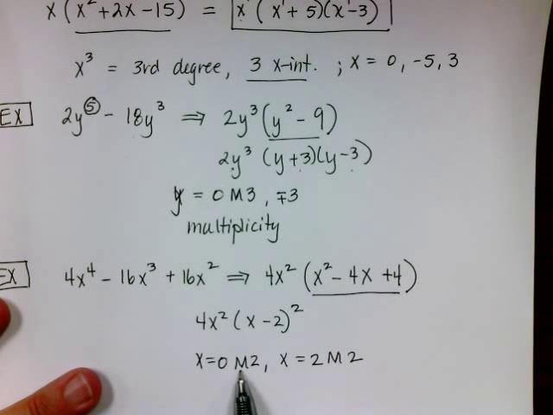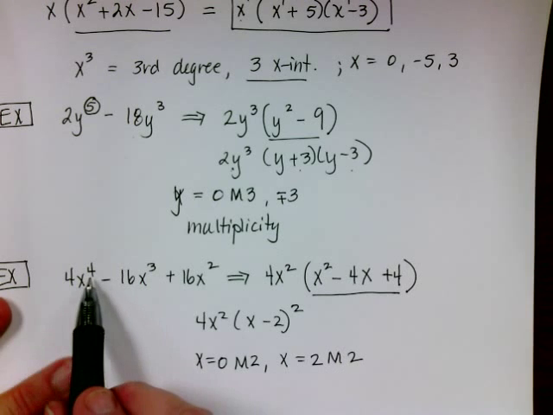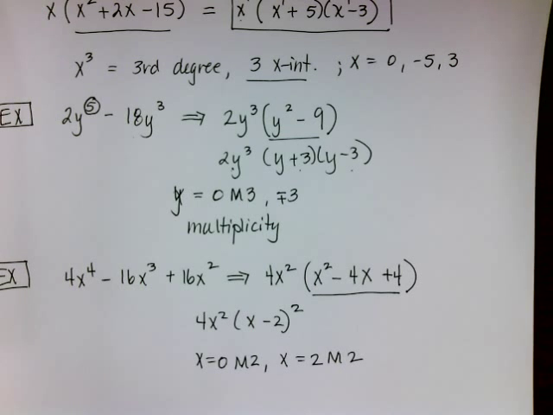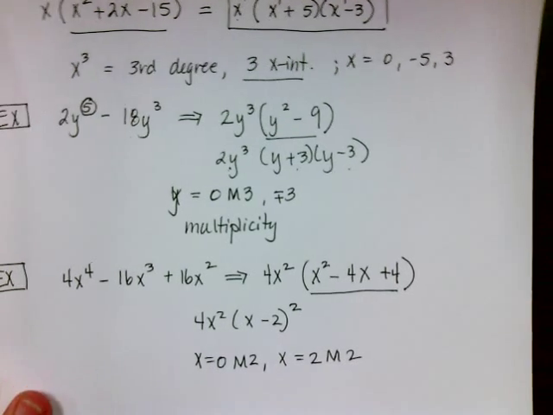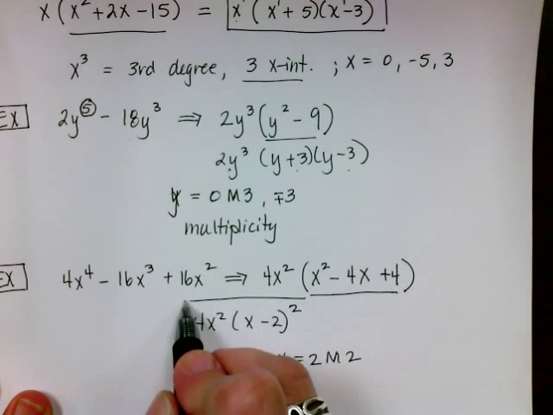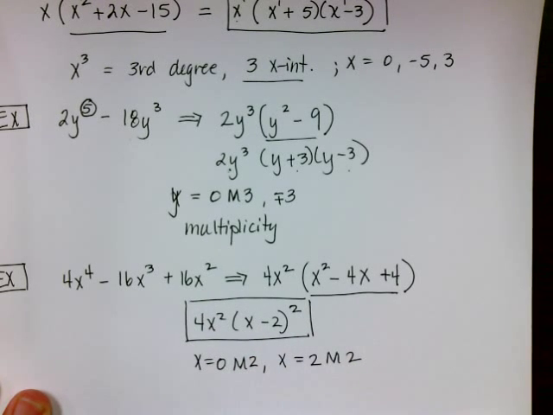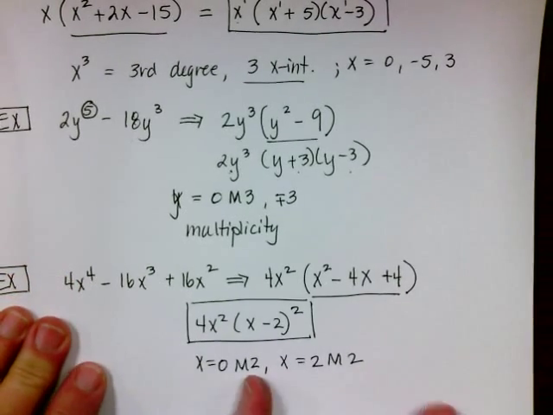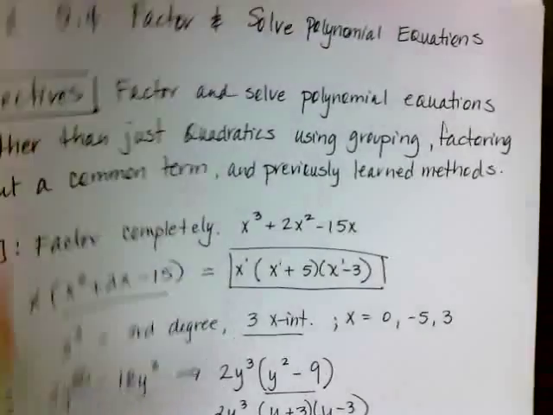So I have 2 zeros, 2 2's, and 2 plus 2 is 4, which matches the degree of my original expression. When we're doing these problems, you want to make sure that you go as far as you can. You need to get down to a point when you can't factor anymore. So if I put my little box around this guy, that would be that one factored as far as it can go.